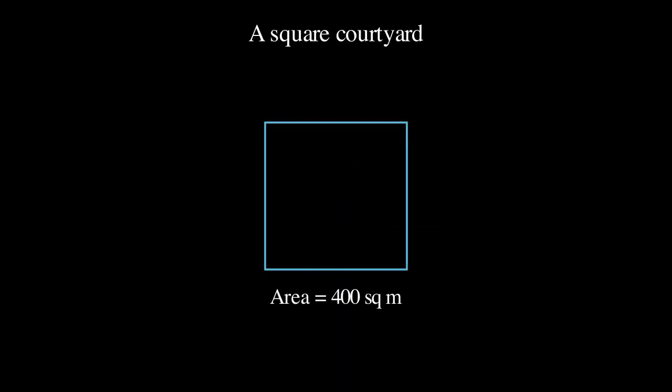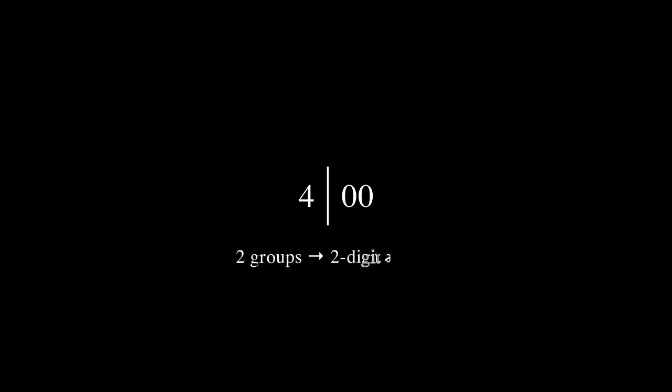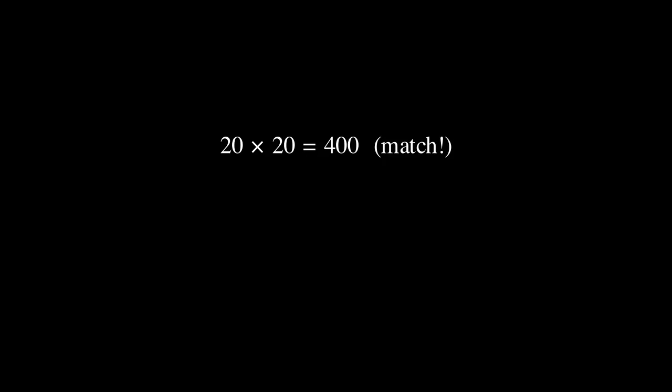A square courtyard has an area of 400 square meters. How long is each side? We need the number that multiplied by itself gives 400. Instead of guessing randomly, let's notice something about the number of digits to narrow our search fast. If we group the digits of 400 in pairs from the right, we get 4, and 0, 0, that's 2 groups, which tells us the answer will have 2 digits. So we only need to test 2-digit numbers.